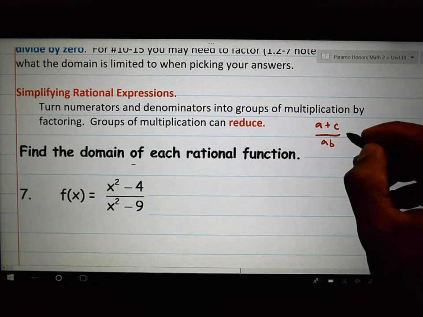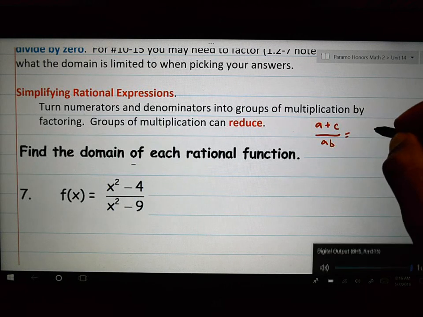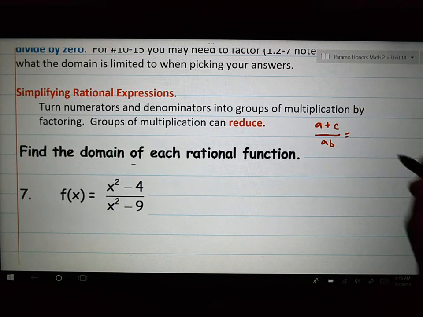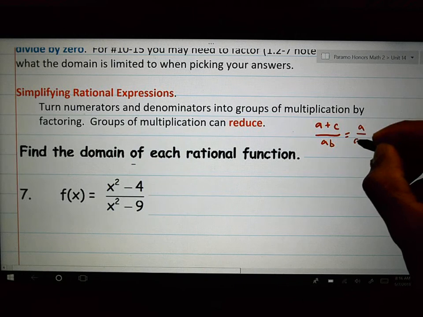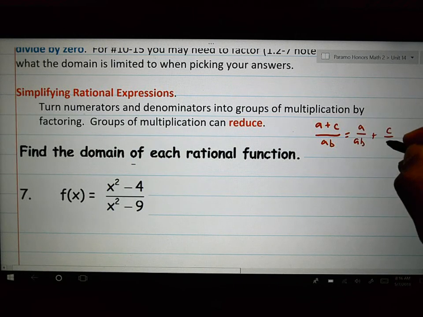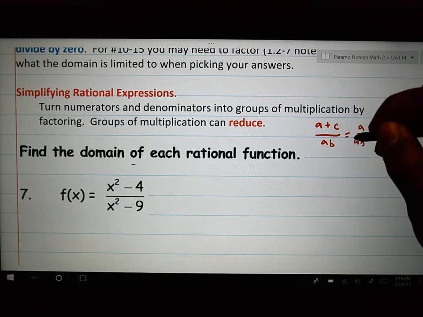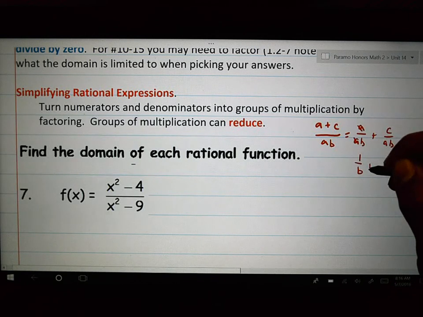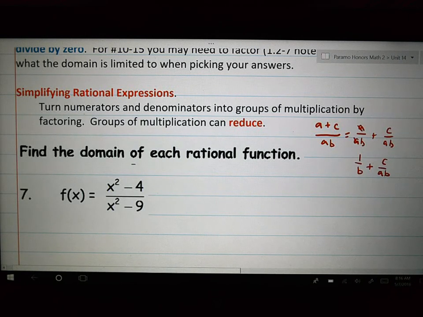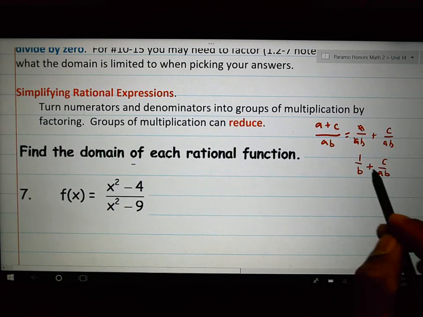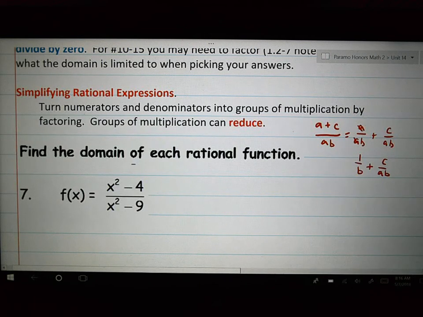What you can do on something that looks like this is you can do A over AB plus C over AB. You can split it. And something like this, then you could reduce over here and do something like that if you wanted to. These are equivalent, but you cannot just cancel out the A and the B if there's an addition symbol or a subtraction symbol. So I'm just putting that out there because I don't want you to make those simple mistakes.